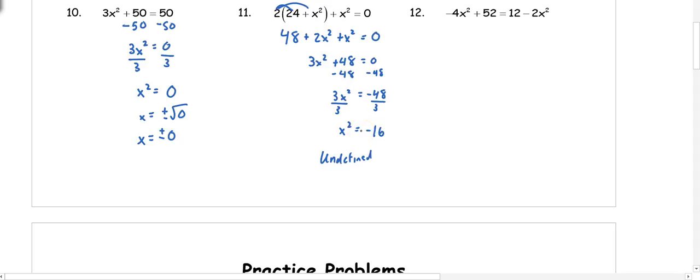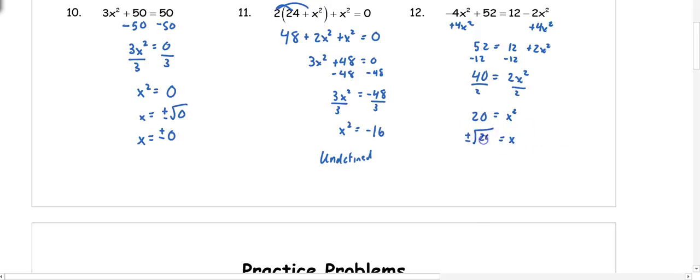In number 12, I have to get the x on one side, so I'm going to add 4x and x squared to both sides, and I get 52 equals 12 plus 2x squared. I'm going to subtract 12 from both sides. 40 equals 2x squared. I can divide by 2 on both sides. 20 equals x squared. So to get x by itself, I need to take the square root.